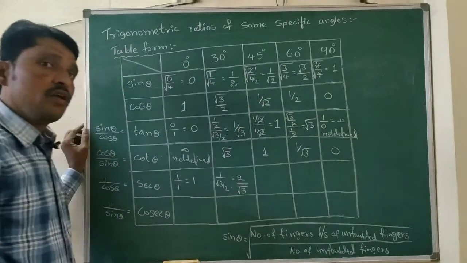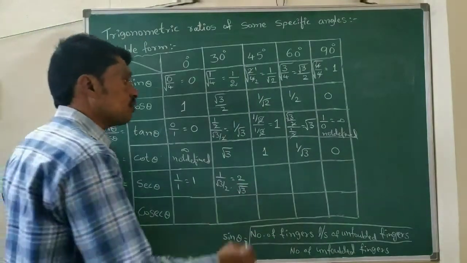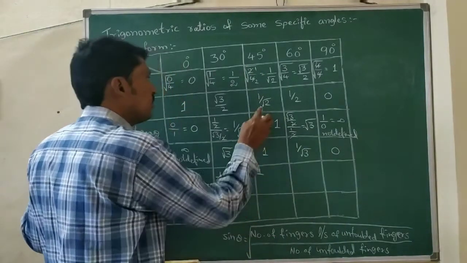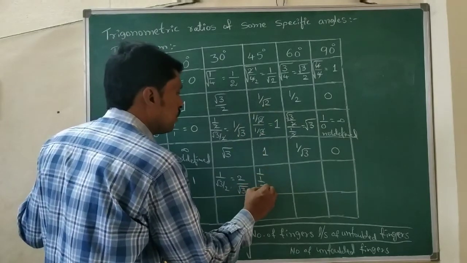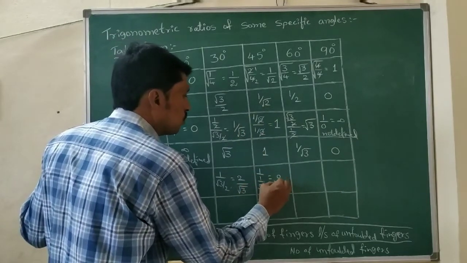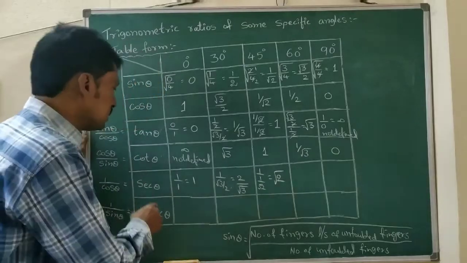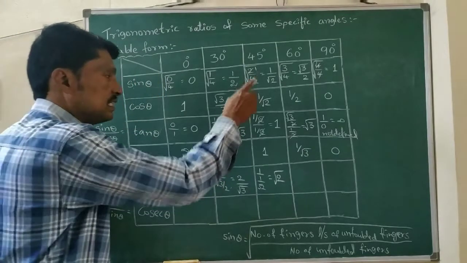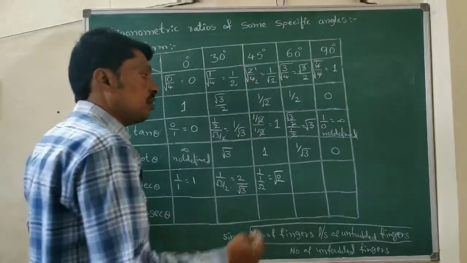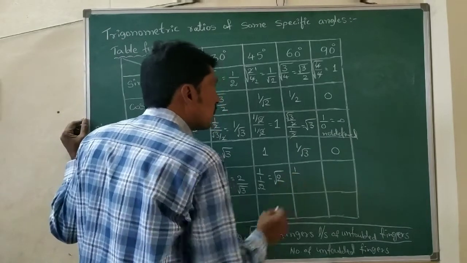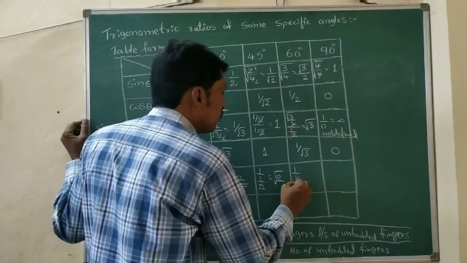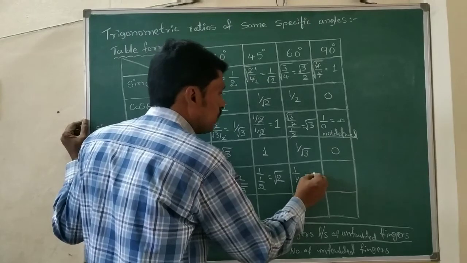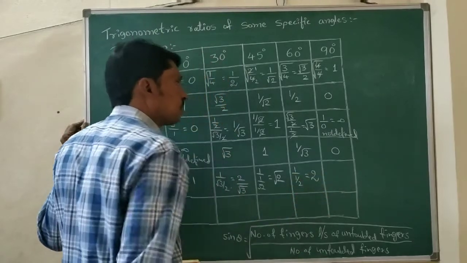Next, sec 45 means 1 by cos 45. Cos 45 value is 1 by root 2, so that equals root 2. Then next, sec 60. How much is the sec 60 value? It is 1 by cos 60. Cos 60 value is 1 by 2, so 1 by 1 by 2, we are getting 2.